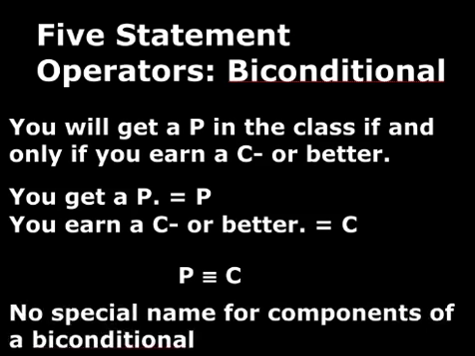We don't have any special names for the components of a biconditional. So with conjunctions, we have two conjuncts. With a disjunction, we have two disjuncts. With a conditional, we have an antecedent and a consequent. With a biconditional, we don't have special names for the components. If we have to, we can just say the first component or the second component.